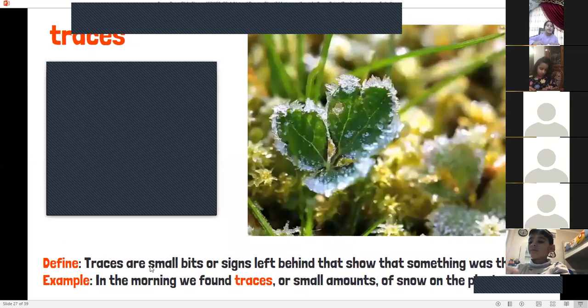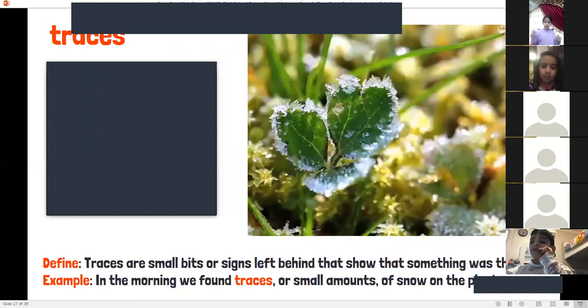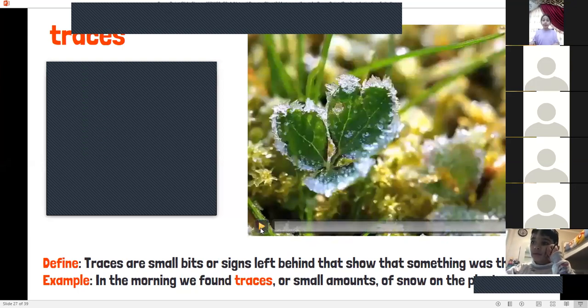Now here I have the word traces. Traces are small bits. Okay, so traces means small bits or signs left behind that show that something was there. For example, in the morning, we found traces or small amounts of snow on the plants. When you see these traces, you will know that it was snowing. Okay, there was snow. Let's watch this small clip.